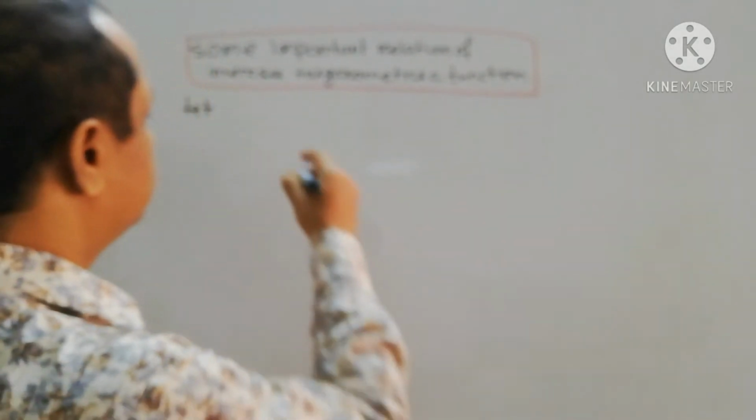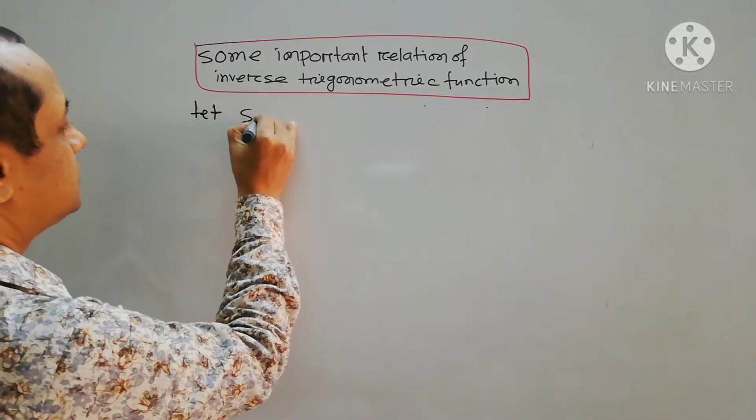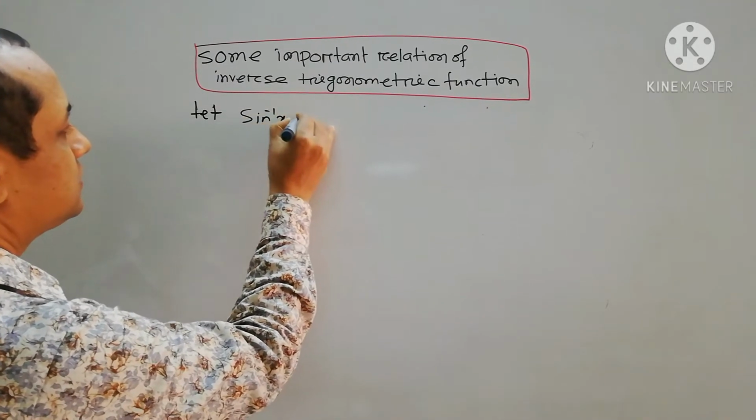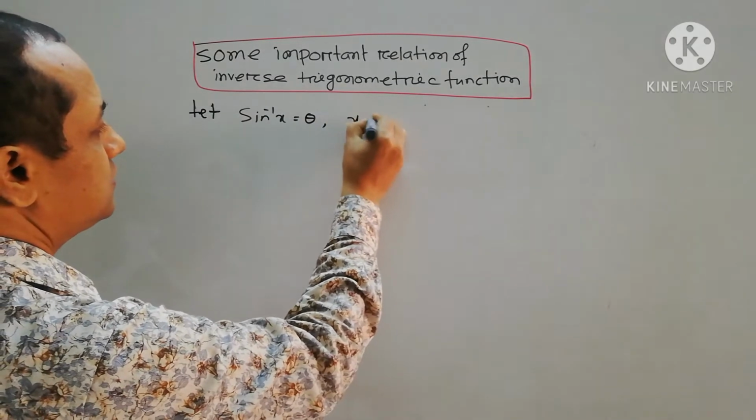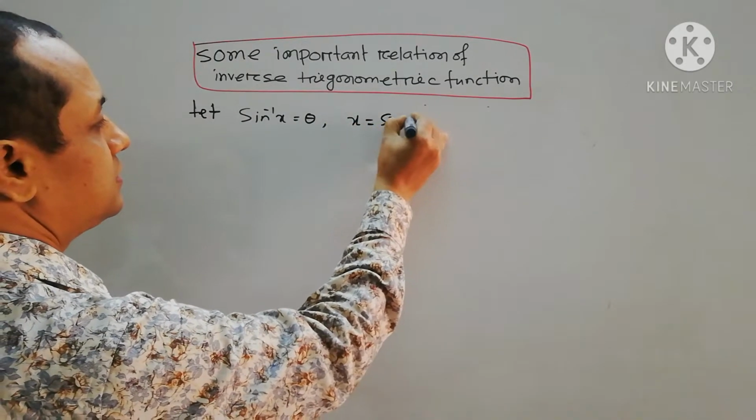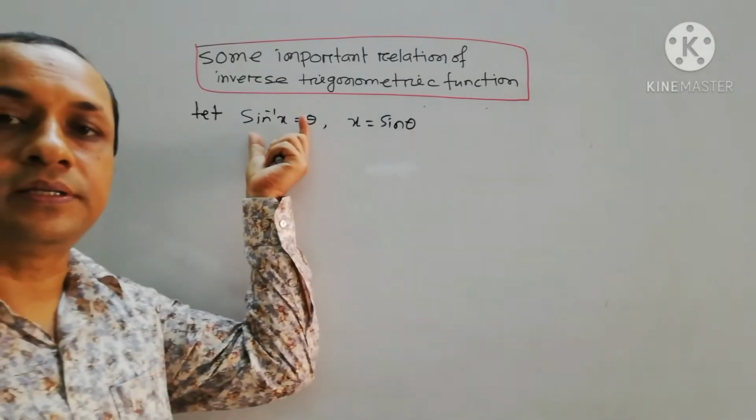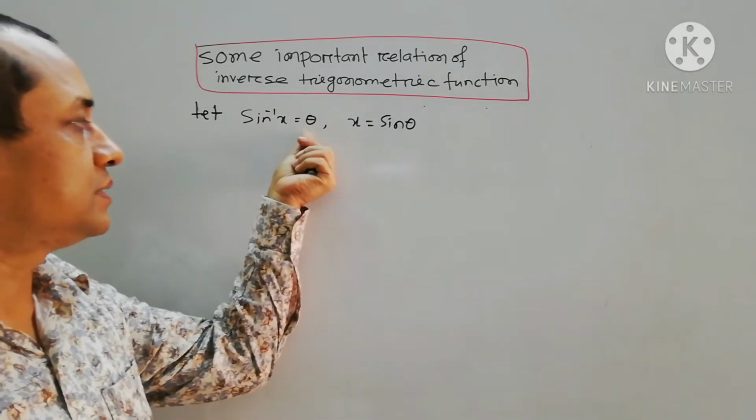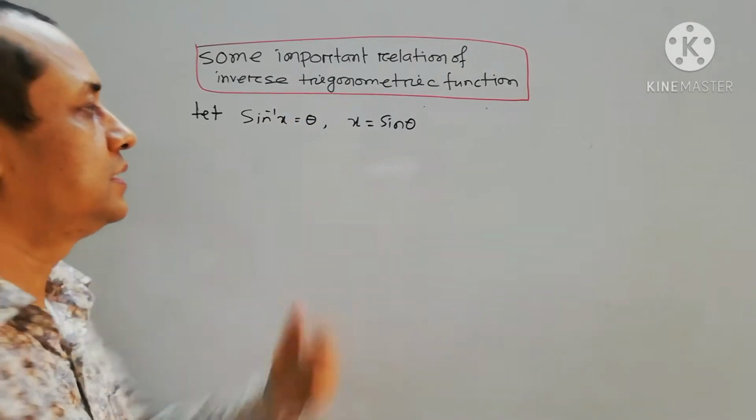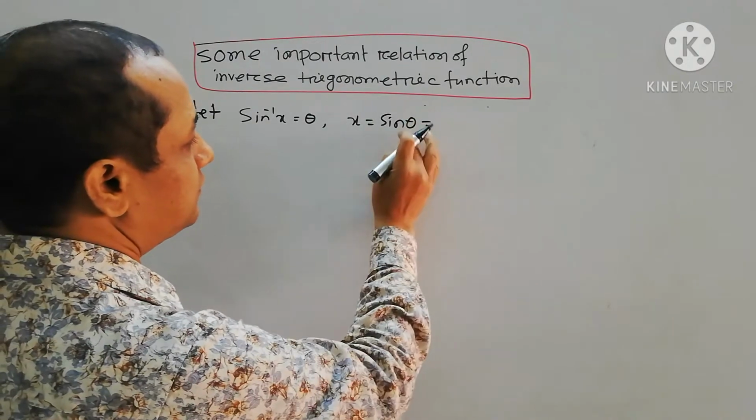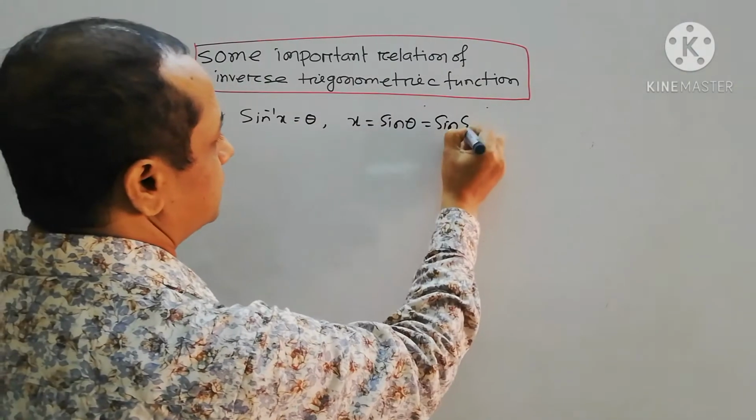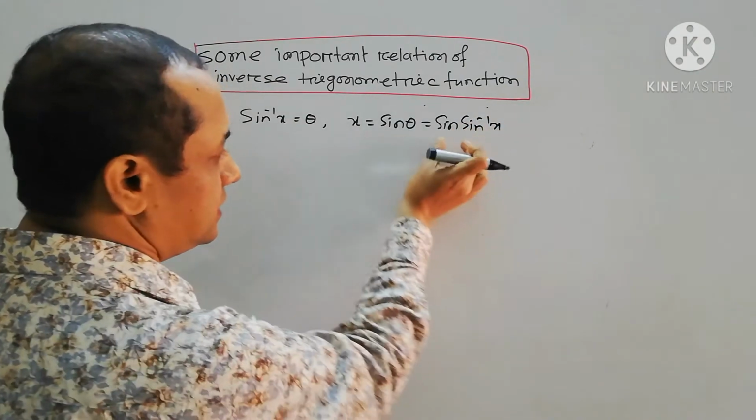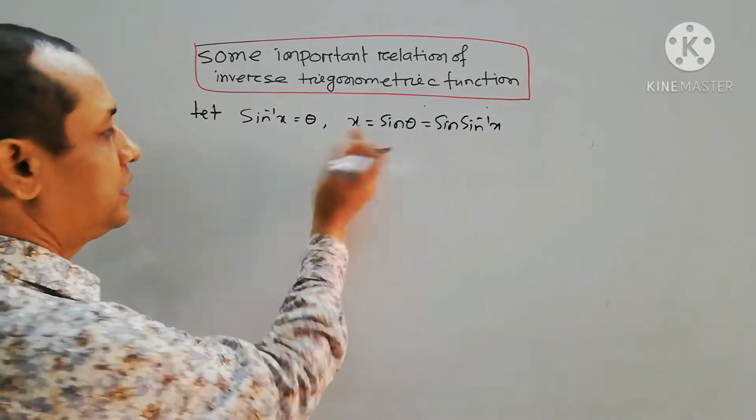Again, let sin inverse x equals theta. Then we get x equals sin theta. Students, attention please. Here let sin inverse x equals theta, so x equals sin theta. Now putting the value of theta equals sin inverse x, so students, here sin of sin inverse x equals x.